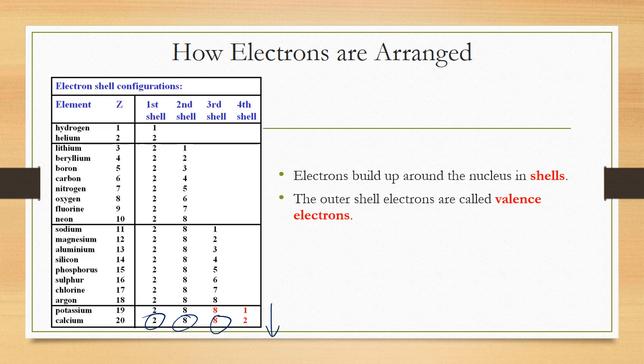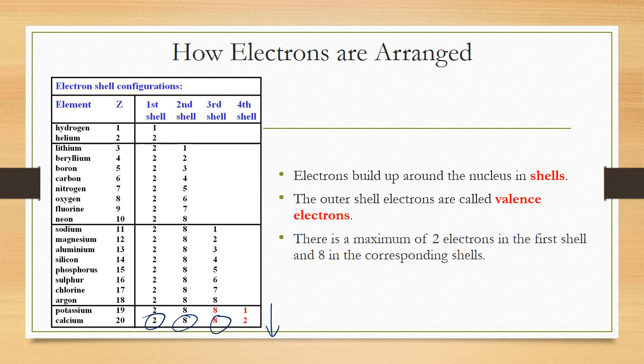Okay, the outer shells are known as valence electrons. That's where the chemistry happens. It's kind of the sharing or moving around of those electrons on which chemistry is based. So the maximum number of electrons is 2 in the first shell, and then 8 in the corresponding shell.